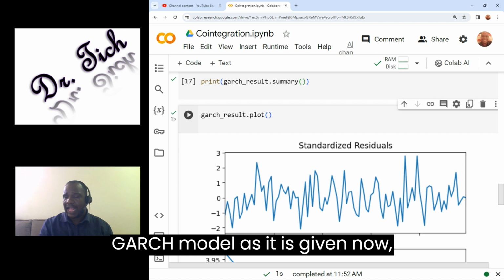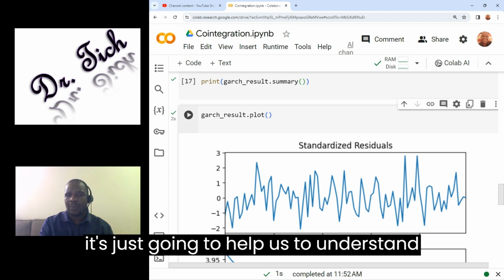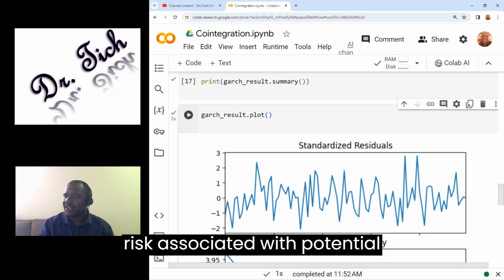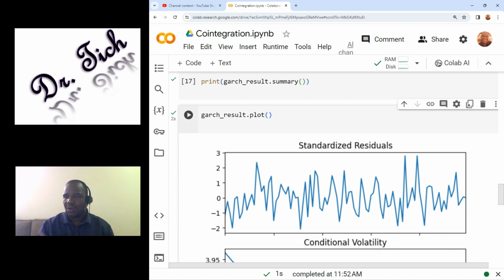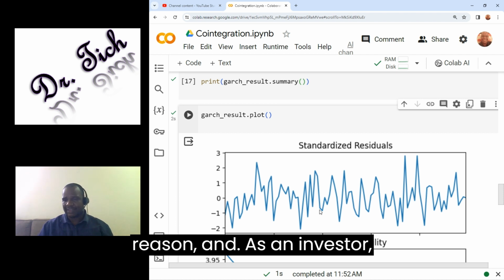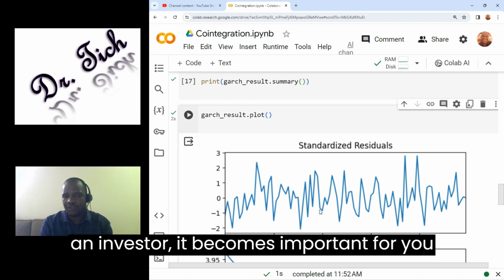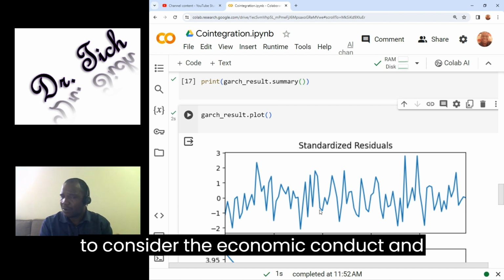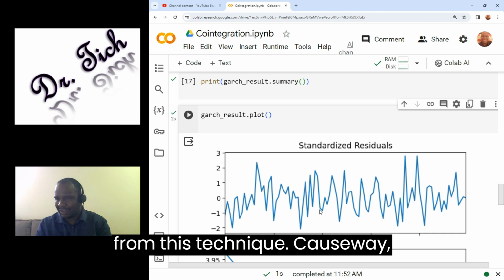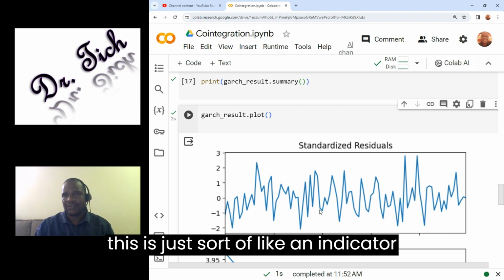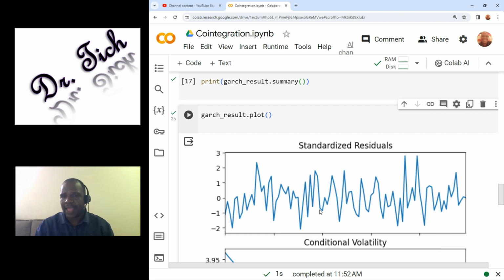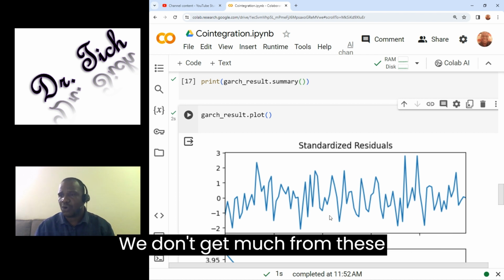So the GARCH model, as it is given now, is just going to help us understand the volatility dynamics of the residuals, which may be relevant in assessing the risk associated with potential arbitrage opportunities. So this GARCH model that we found, it is essential to consider for that particular reason. And as an investor, it becomes important for you to consider the economic context and conduct maybe some further analysis. That's why the authors are moving away from this technique, because this is just sort of an indicator, but at the same time we don't get much from these results.